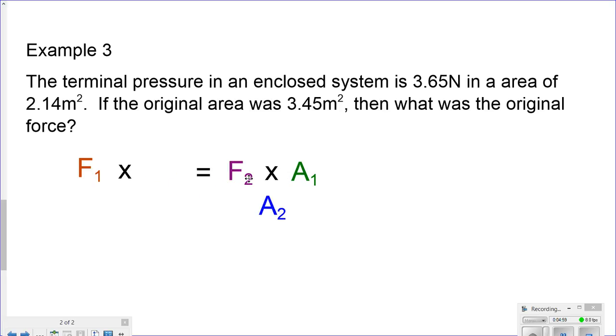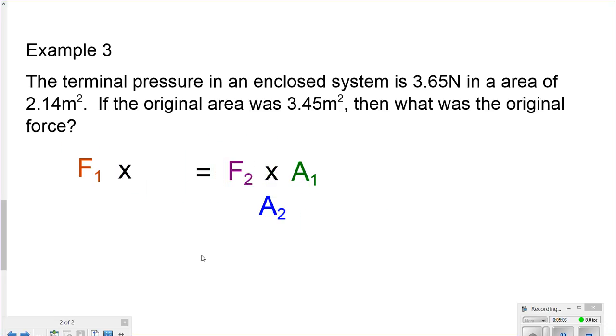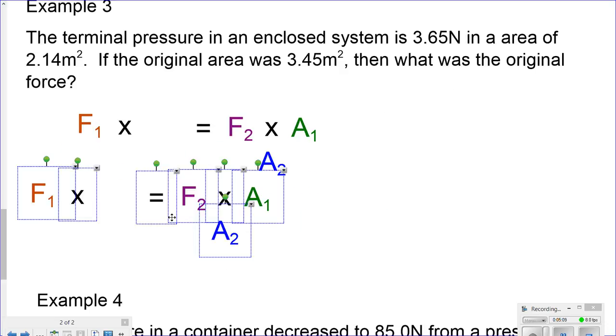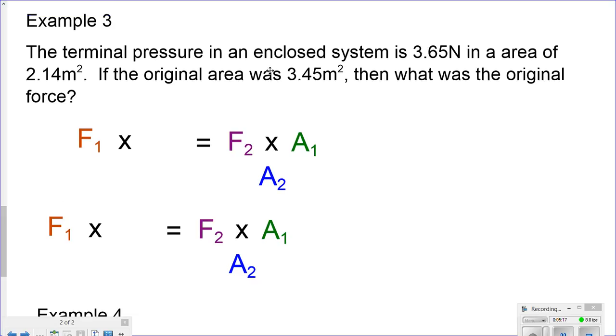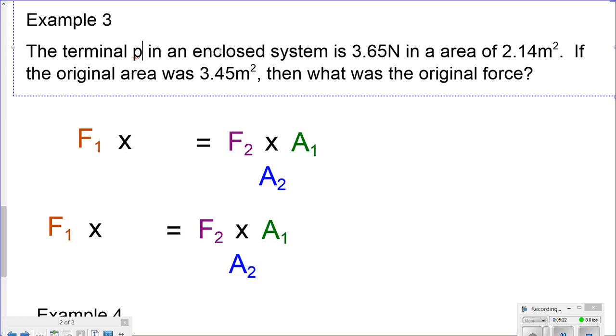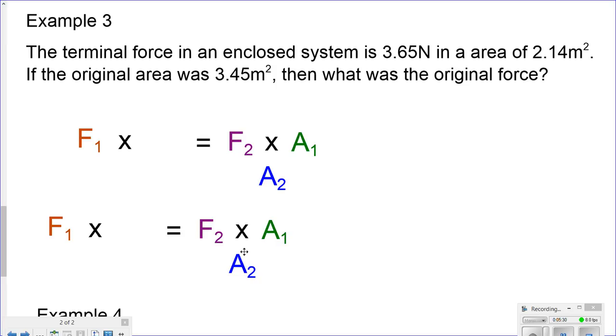Now I have force 2 divided by area 1 over area 2. Now I just plug in some values. Force 2. Read the question again. Determine the pressure on an enclosed system. This would be force. The force on the system is 3.65. That is force. Terminal. Force 2, 3.65.